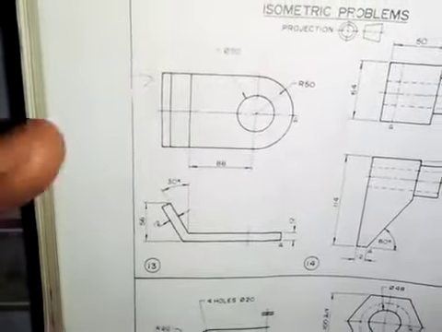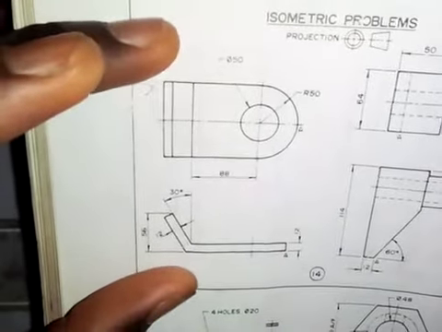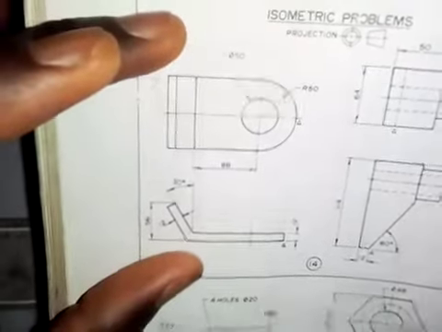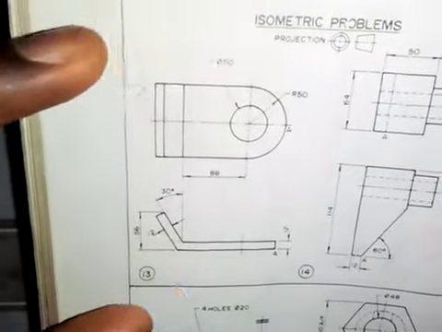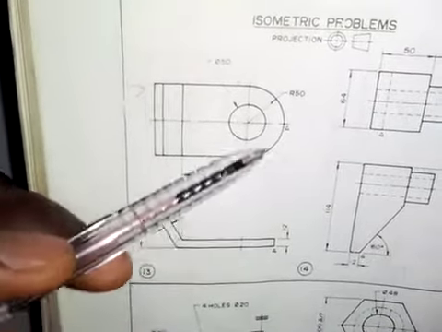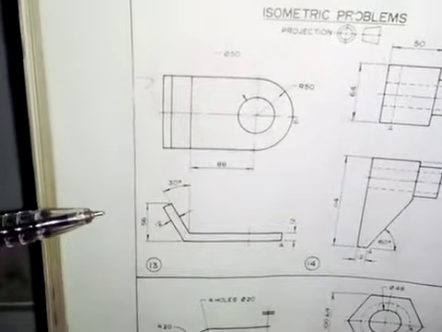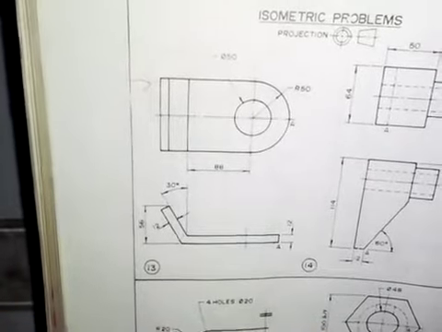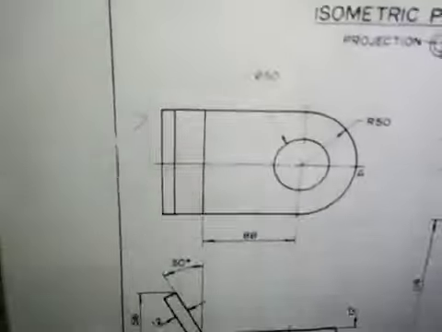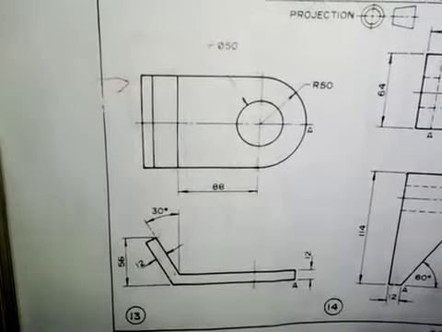Okay, but what I want to do here is draw half size of this object. So that means for the isometric view that I want to produce, I'm going to divide each of these dimensions by 2 except the angle. So that's what I'm going to do here. Look at the views so that you can keep the dimensions in mind.